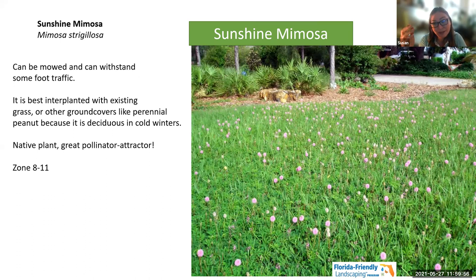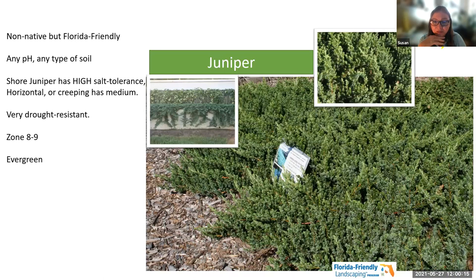It's an excellent bee attractor. It can be walked on, it can be mowed. So it really does make an excellent ground cover for full sun areas. If you live in an area that's a little colder, it may die back in the winter. Juniper is another great ground cover, very tough, high salt tolerance. In the horizontal, the creeping juniper has medium salt tolerance, very drought resistant once it's established, and it is evergreen.